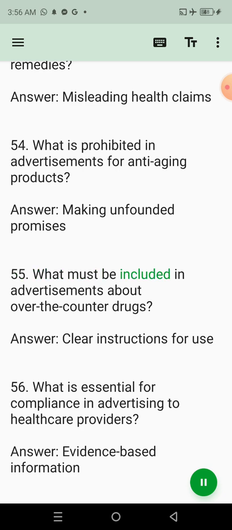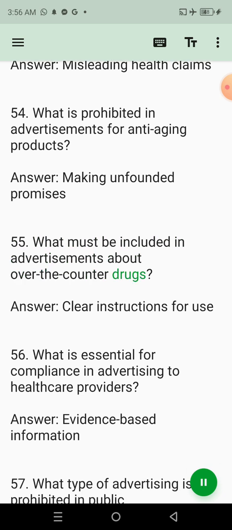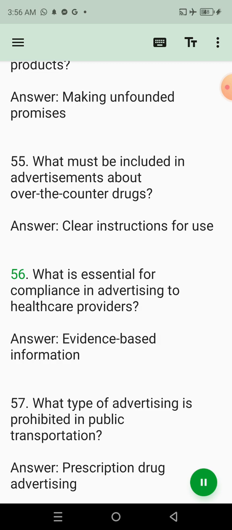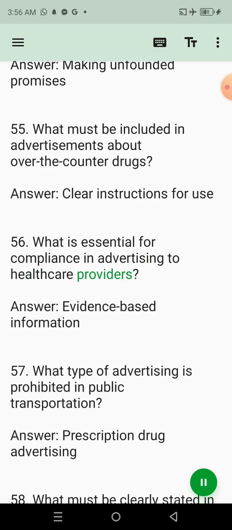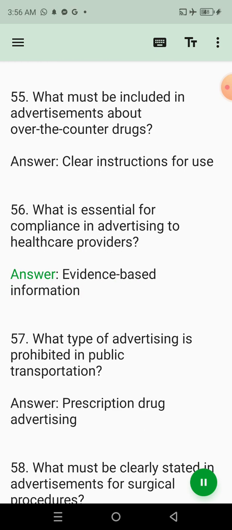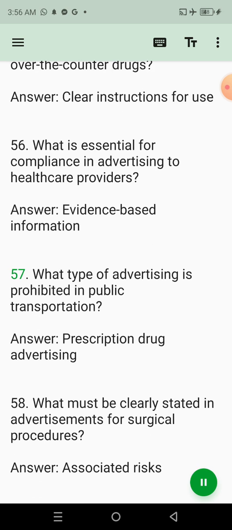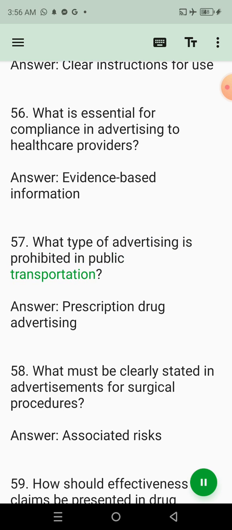55. What must be included in advertisements about over-the-counter drugs? Answer. Clear instructions for use. 56. What is essential for compliance in advertising to healthcare providers? Answer. Evidence-based information. 57. What type of advertising is prohibited in public transportation?